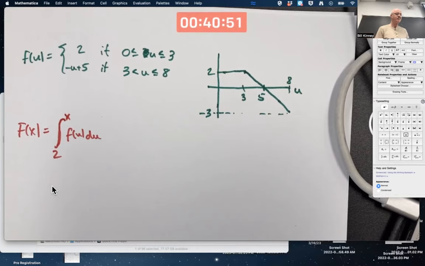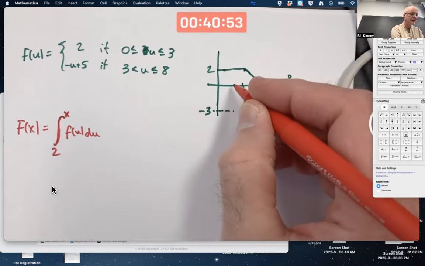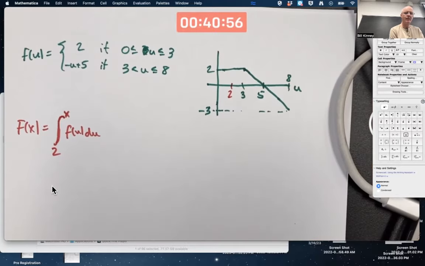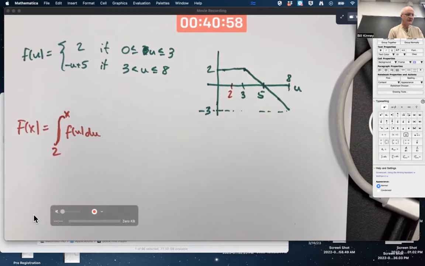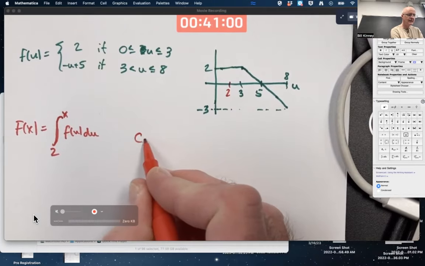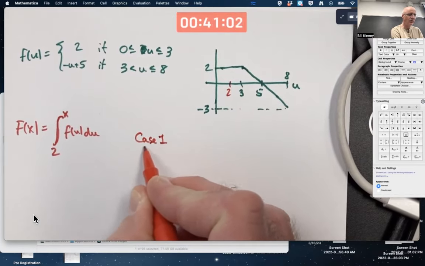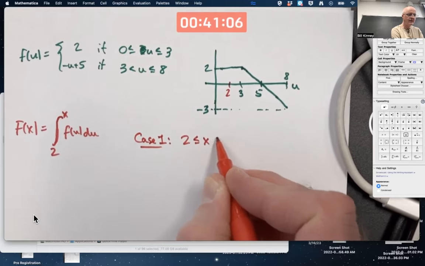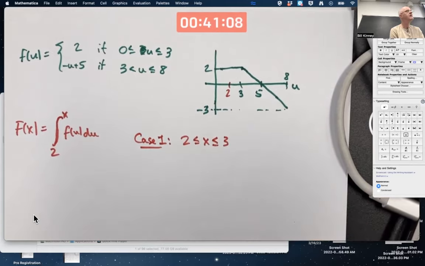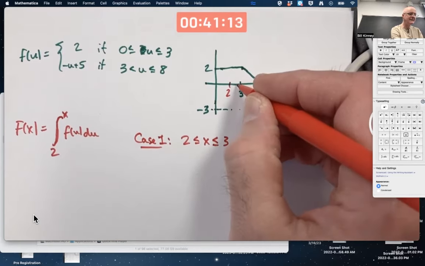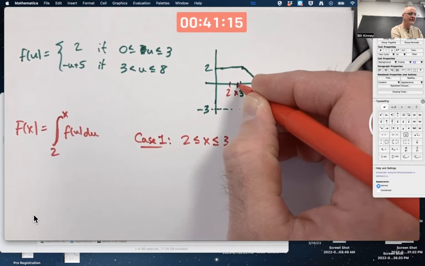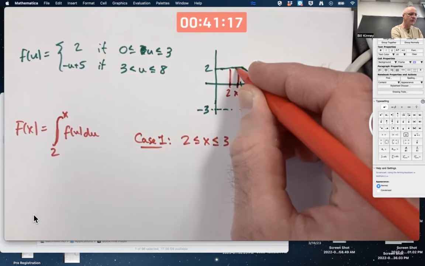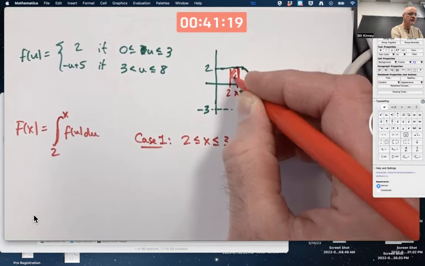How do I do that? Think about cases. So here's 2 right here. What does this integral equal? In case 1, x is between 2 and 3. Why is that case 1? Because if x is between 2 and 3, then the integral is the area of this rectangle that I'm drawing right now.